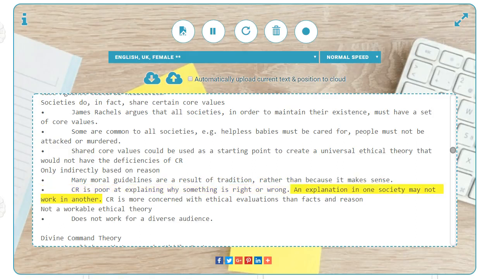An explanation in one society may not work in another. CR is more concerned with ethical evaluations than facts and reason. Not a workable ethical theory. Does not work for a diverse audience.